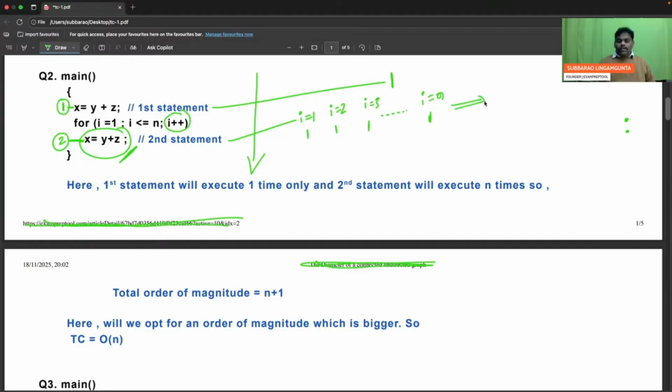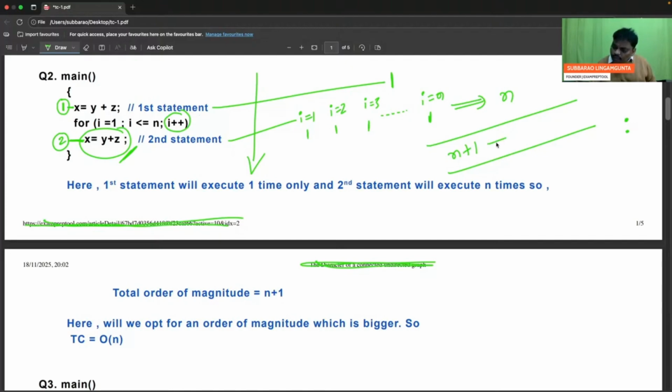For each I value it will execute: I value 1, I value 2, I value 3. So the first statement will execute by the CPU one time, and the second statement will execute by the CPU n times. So the order of magnitude of both the statements is n plus 1. Simply add them.